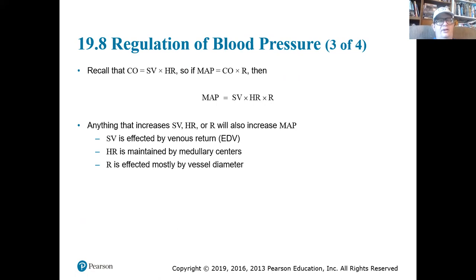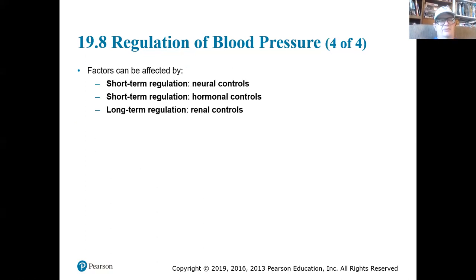Stroke volume is affected by venous return. Heart rate is maintained by your medullary centers in the brain. Resistance is affected by vessel diameter, mostly by vessel diameter. But we also know there are minor effects with blood viscosity. Moving on.